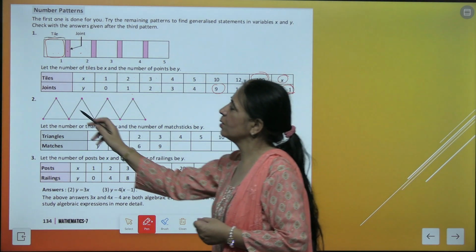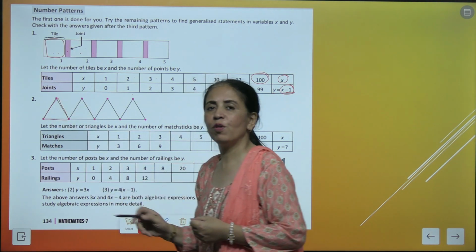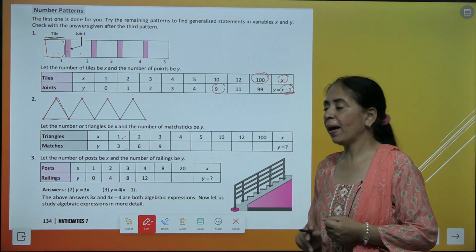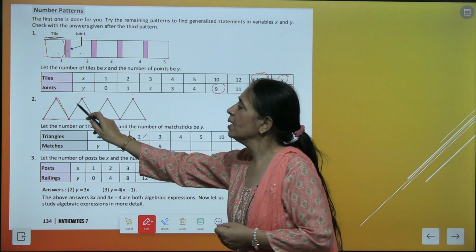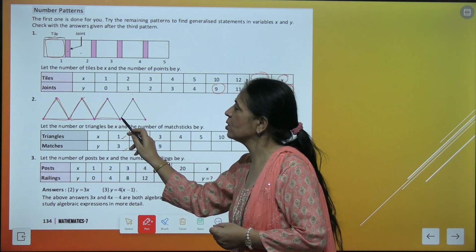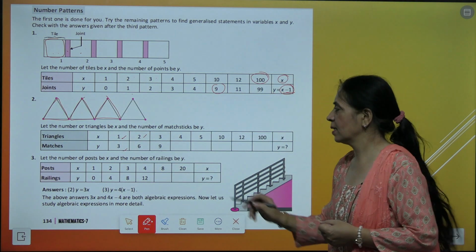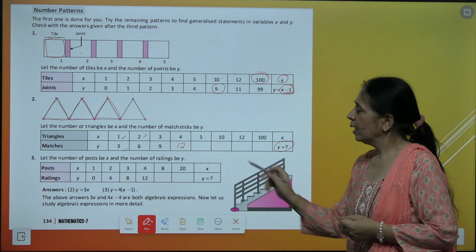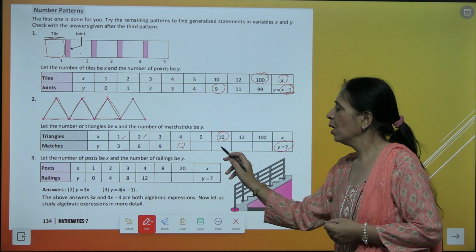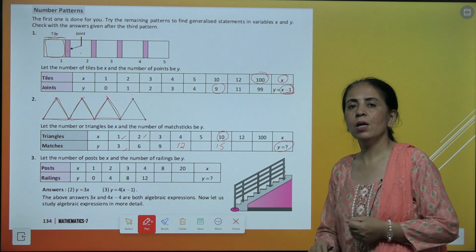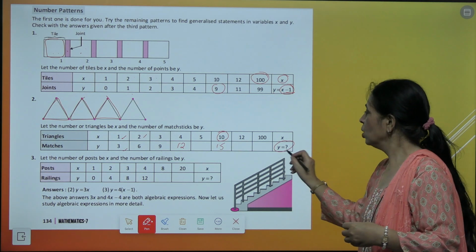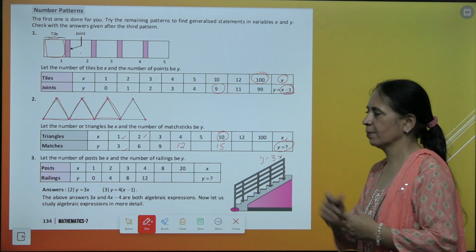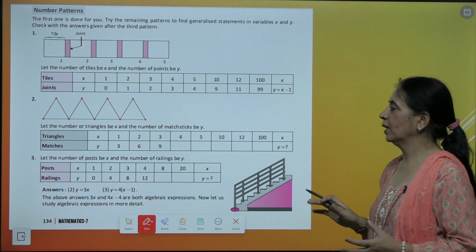नाउ लुक एट दिस पैटर्न. यहाँ पर एक ट्राइंगल बना बाय द हेल्प ऑफ मैच स्टिक्स. सो 1 ट्राइंगल इज मेड बाय 3 मैच स्टिक्स. 2 ट्राइंगल्स के लिए हमें 6 मैच स्टिक्स चाहिए, 3 ट्राइंगल्स के लिए 9 मैच स्टिक्स चाहिए एंड इट कीप्स ऑन इंक्रीजिंग. तो हमने ऑब्जर्व किया कि जितने भी ट्राइंगल्स हैं उसको 3 से मल्टीप्लाई करेंगे तो हमें नंबर ऑफ मैच स्टिक्स मिल जाएंगी. सो y is equal to 3 times of x. Correct?